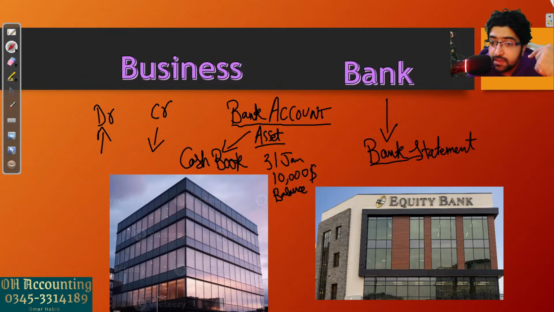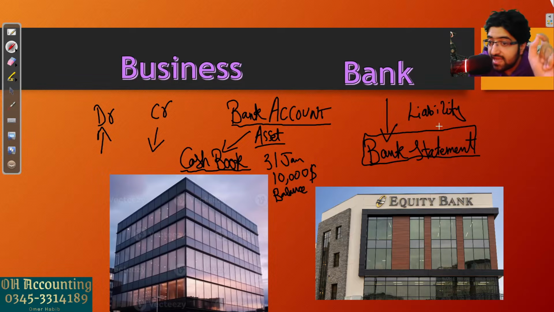In the bank statement. You as the business accountant are preparing the cash book, whereas the bank prepares the bank statement to record or track your bank transactions. Money coming in, money going out. But remember one thing. You are a liability for the bank. You're not their asset. You are a liability because they have your money and they have to pay you back.